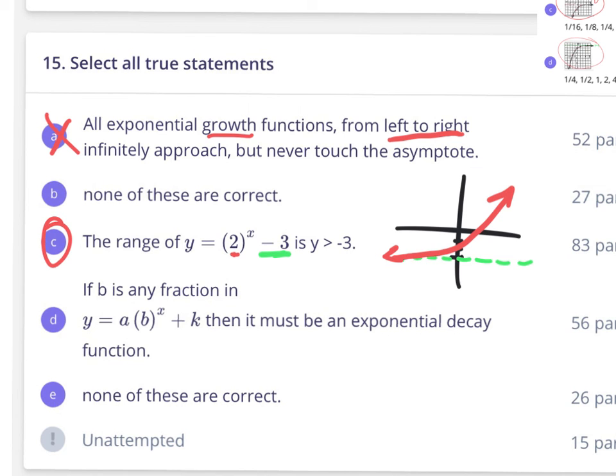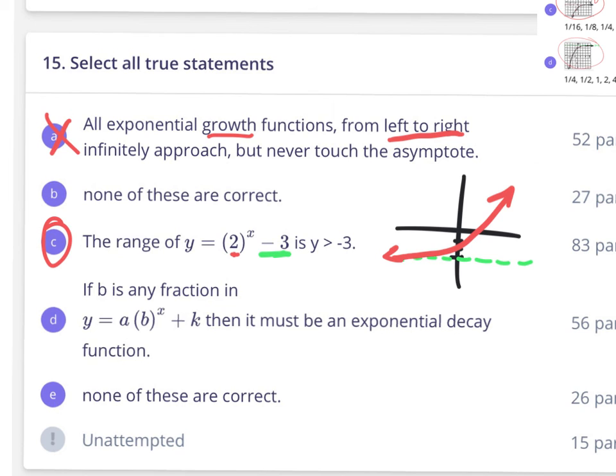Moving on, y equals a times b to the x plus k. Wait, I'm not even reading this right. Oof, it's been a long video, I apologize. If b is any fraction, then it must be exponential decay. That's false, because this could be a fraction that's greater than 1. It could be 3/2, and that'll be 1.5. And anything greater than 1 will cause us to be a growth function, not a decay function.